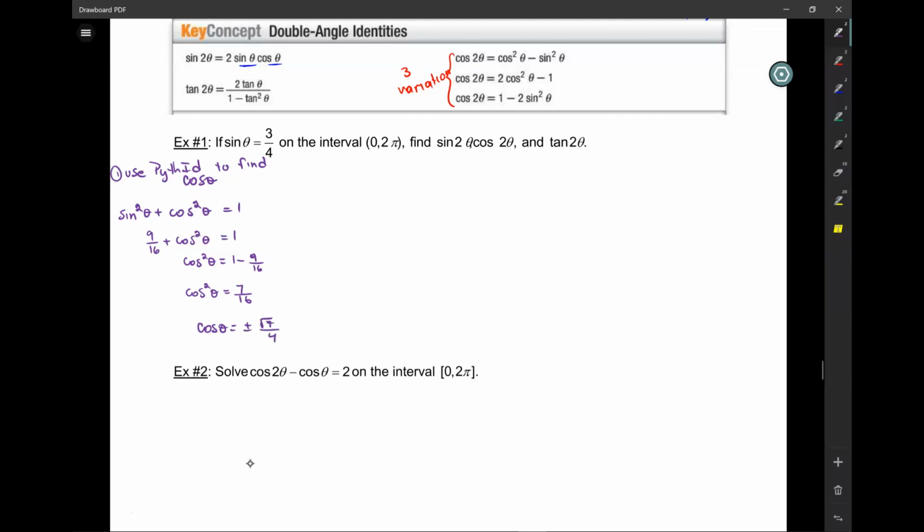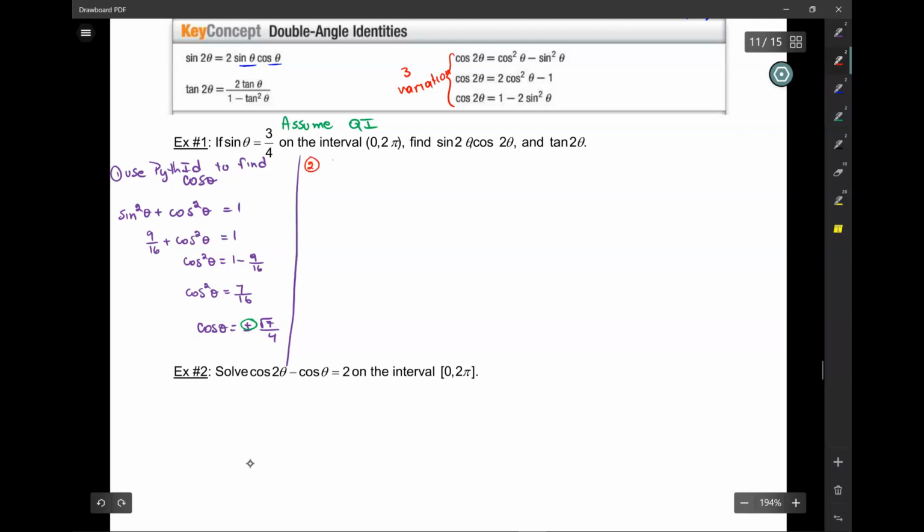Now, normally you will be given information with which you can select if it's plus or minus, like with the quadrants. For this one, let's assume that we're in quadrant 1, so we're going to take the positive one. Now I can start on my problem: root 7 over 4.